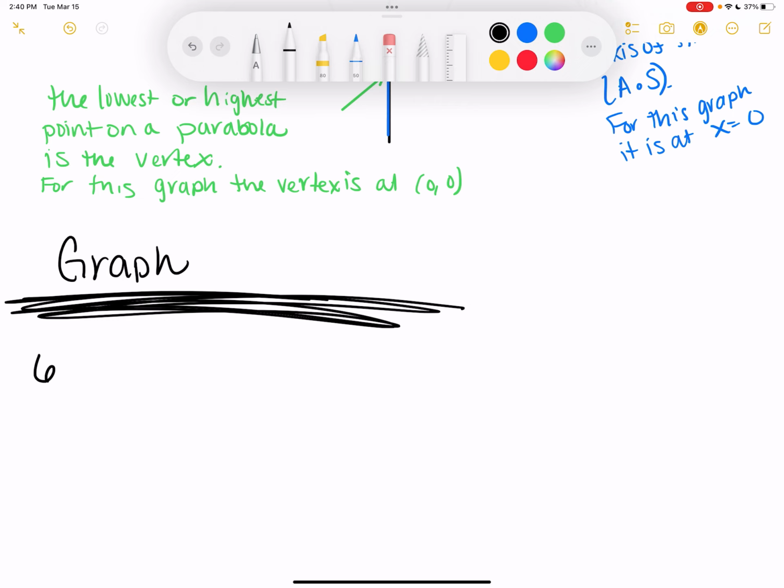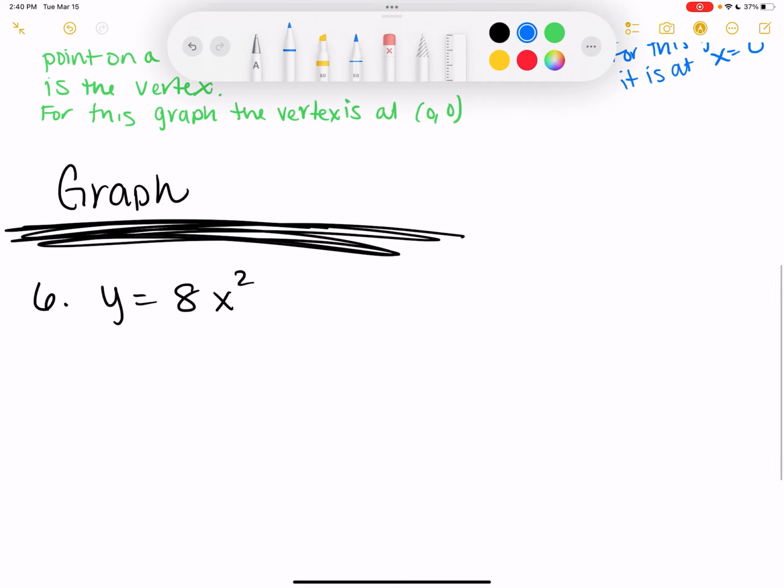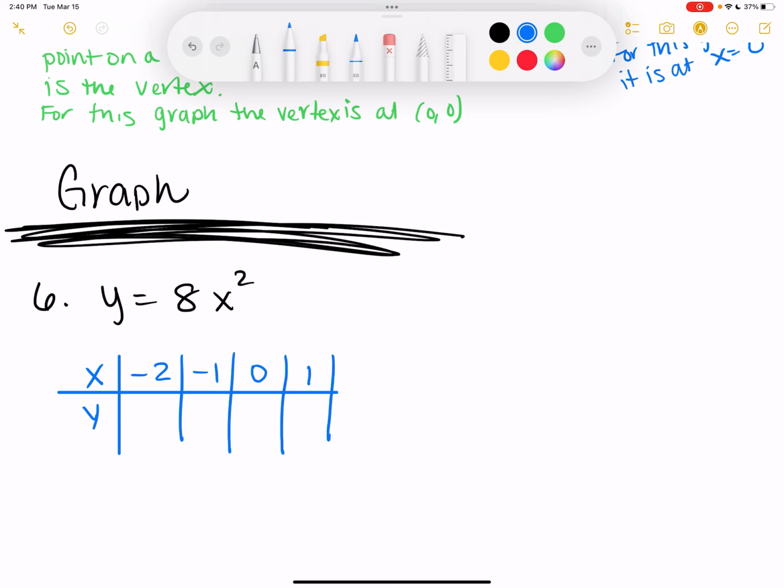All right, number 6. y equals 8x squared. We're going to use the method of plotting points. So, you're going to make a table, x, y. Okay. -2, -1, 0, 1, 2.